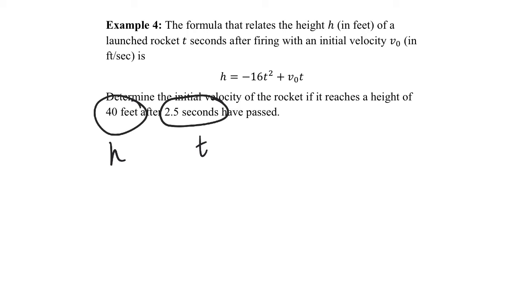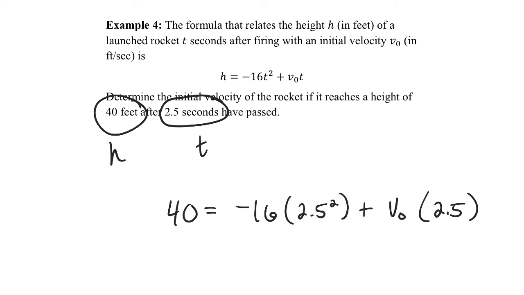And what am I trying to find? I'm trying to find the initial velocity. Determine the initial velocity, which is represented by this symbol, v0. The 0 is a subscript. It just means initial. That's all it means. It's not a number or anything like that that we have to worry about. It's not multiplying. So this problem becomes 40 equals negative 16 times 2.5 squared plus v0 times 2.5.